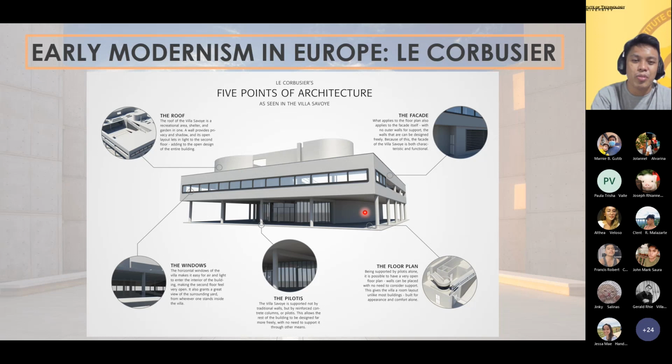But the main, the bedroom, the living area, the dining kitchen, is on the second floor. So naka-elevate ang iyang house. And naka-open plan na siya, meaning there's no distinguished area for dining. There's no distinguished area for living. So, pwede mo i-interchange and so on and so forth.